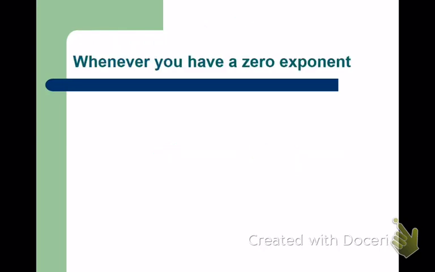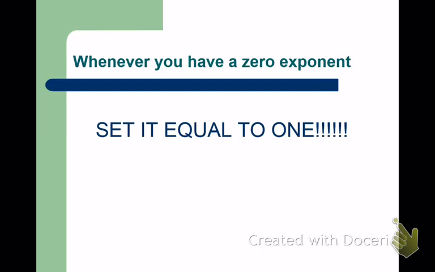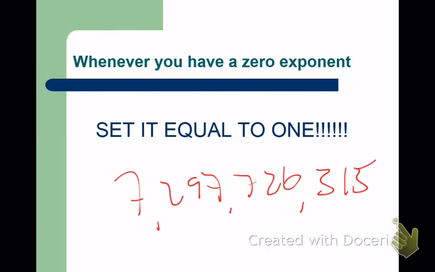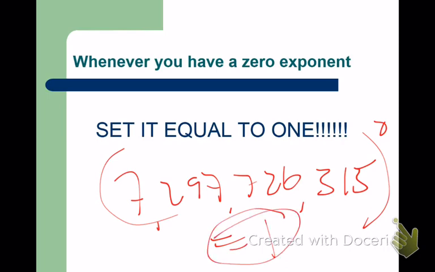Okay? Excellent. Whenever you have a 0 exponent, and again, there's a really cool reason as to why this is always going to be true. And I would love to show that to you. Come in and see me, and I'll make sure that I do. But the bottom line is, whenever you have a 0 exponent, set it equal to 1. Anything to the 0 power is going to be 1. It doesn't matter what number we're talking about. If I raise this power to the 0 power, it's going to be 1. Always, always, always going to be 1.